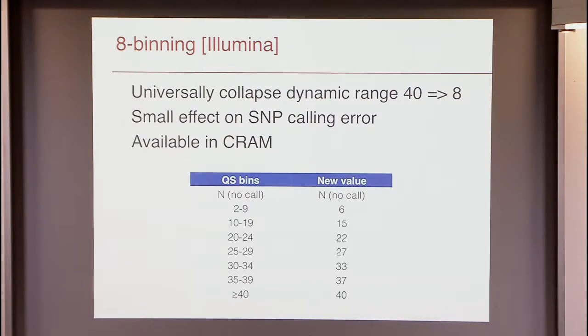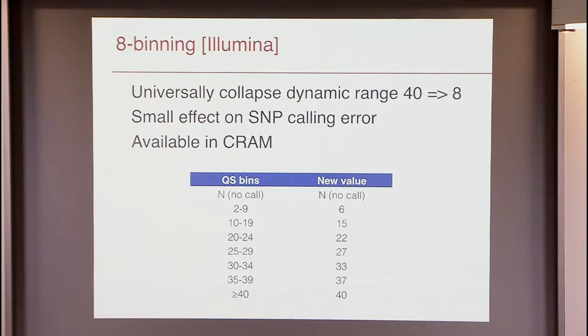Illumina has started, and they turned this on recently by default to support their cloud platform, collapsing the dynamic range from 40 to 8. They call this 8 binning. They've demonstrated a small effect on SNP calling error, and it's available in CRAM. But basically, they said, well, we're going to take a no call, and it's still a no call. We're going to map 2 to 9 to 6, 10 to 19 to 15, and so on. And there is a white paper on this. If you are curious, it's worth a look.